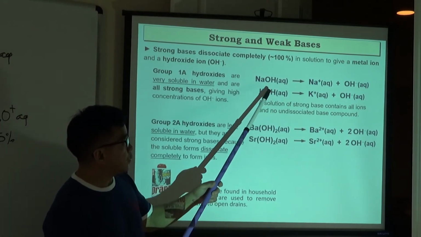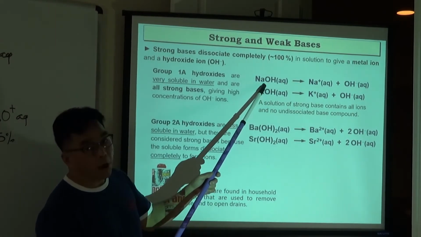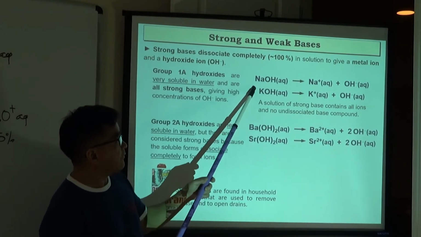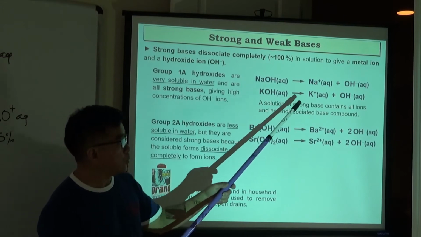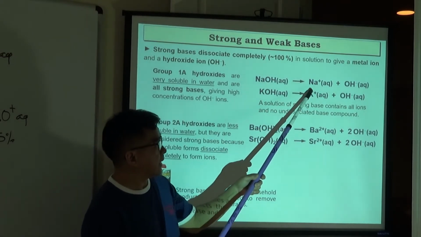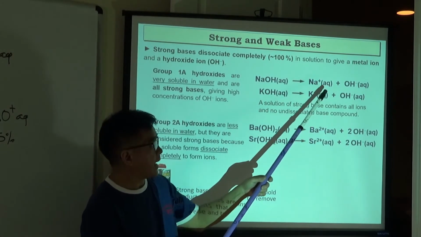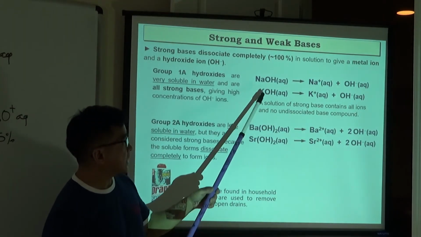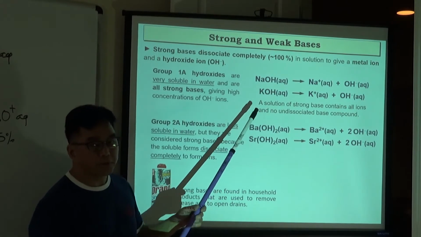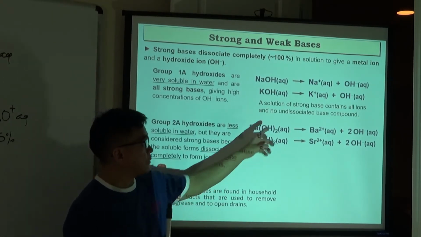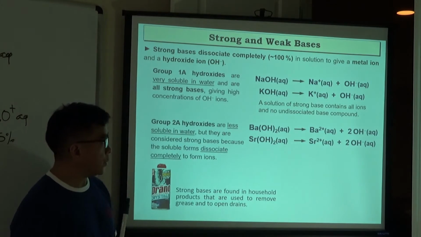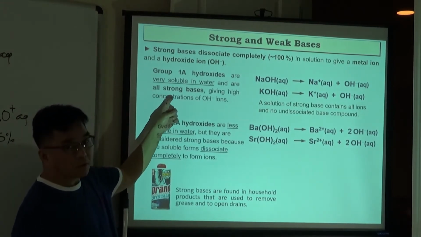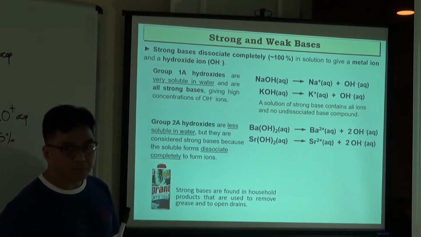So again, if you have, let's say, 100 particles of sodium hydroxide in solution, none of them remain together. They will all dissociate to give you ions. You're going to have 100 particles of sodium and 100 particles of hydroxide if you start with 100 particles of sodium hydroxide. So again, you write it with a one-way arrow. So that's a group 1A hydroxide: they are all strong bases, and they dissociate 100%.